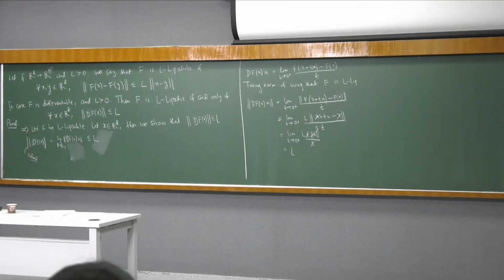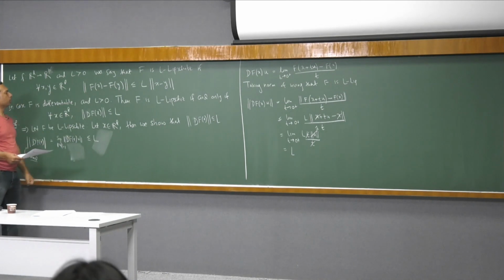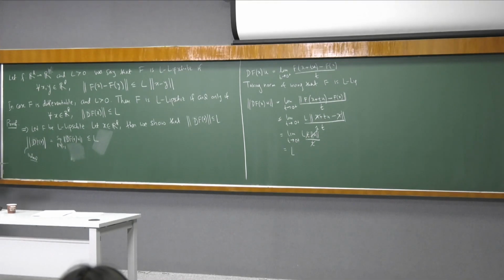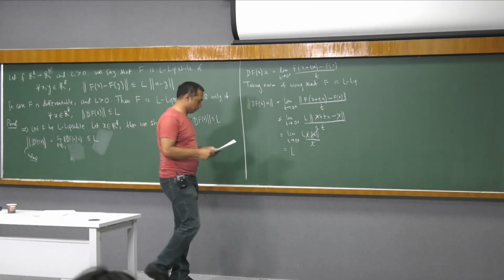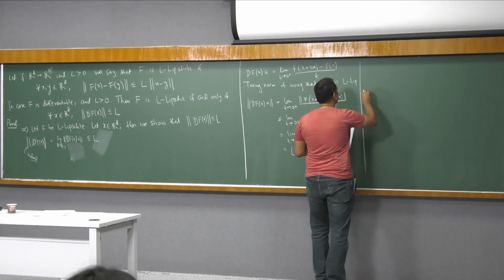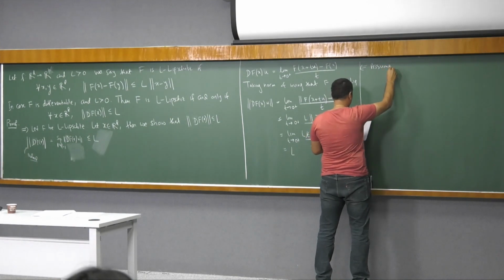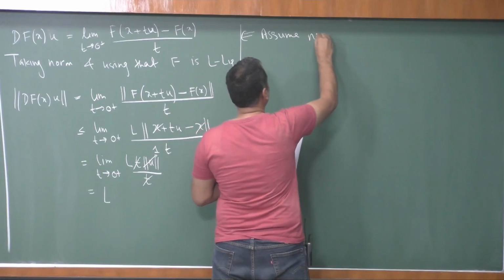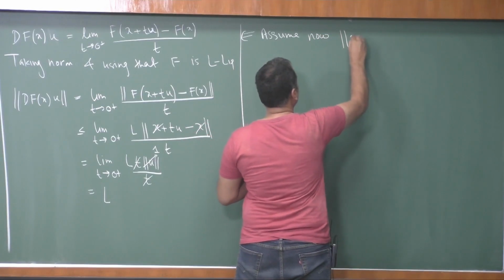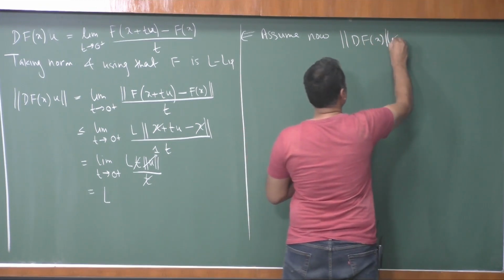Now we can do it the other way. Now let us assume that the derivative is bounded, and we will show that it's L-Lipschitz. So let us show it the other way. Now it is this implication. So assume now that the norm of df(x) is less than or equal to L.